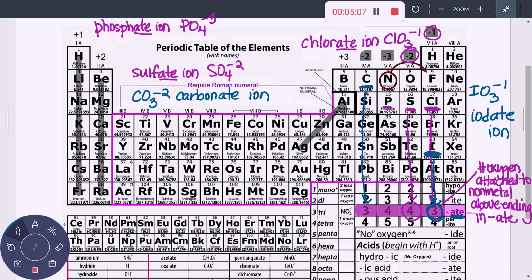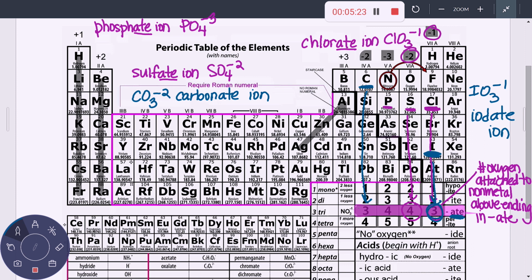No. The trick will work for these nonmetals that I'm talking about. But some of them are listed on the bottom left of your periodic table. Okay. So for those, you can't use the trick. You just have them. Okay?